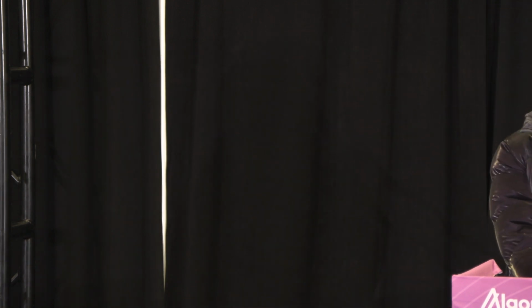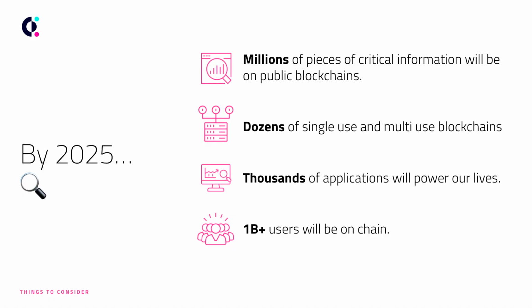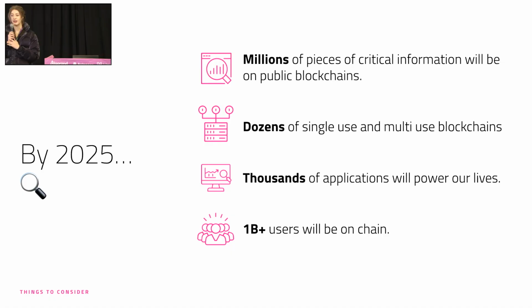At Covalent, we like to think about what the next 5-10 years looks like, and we typically go with 2025. We see millions, actually I think billions, of critical information on blockchains, not just financial by any means. This can be medical records, supply chain info, really anything that can be on chain. Dozens of single-use and multi-use blockchains. So we really believe in the multi-chain future.